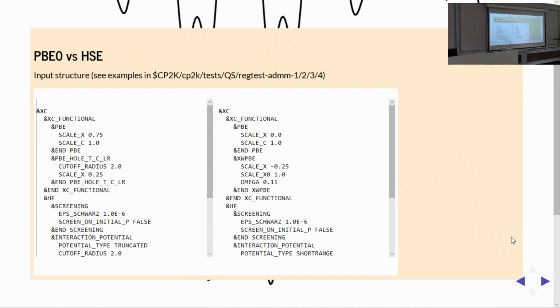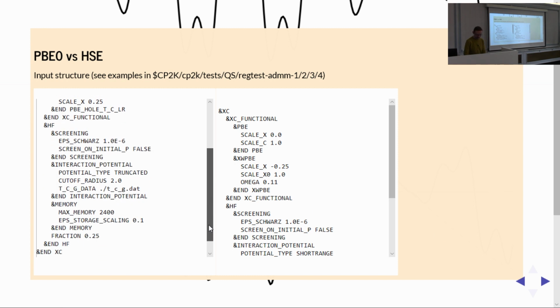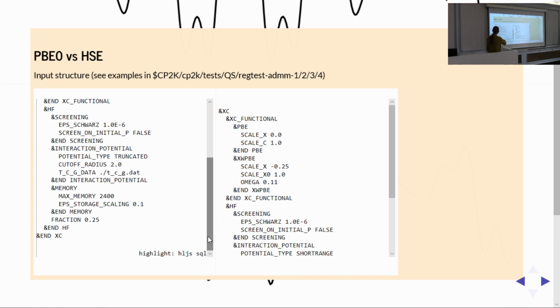And then there's a Hartree-Fock bit where I tell it about the Hartree-Fock part of the calculation. And what we have here, we've got the screening section, so this EPS_SCHWARZ. 10 to the minus 6 is quite aggressive, but is often okay for anything. 10 to the minus 7 is perhaps a more conservative starting point. Screen on initial P, so you don't really want false in most cases. If you've got a reasonably good density matrix, make that true. So the potential type, truncated, cutoff radius, you probably want 6, 7 or 8.